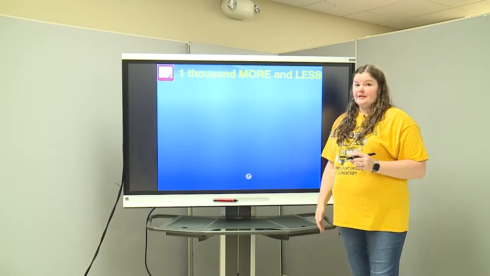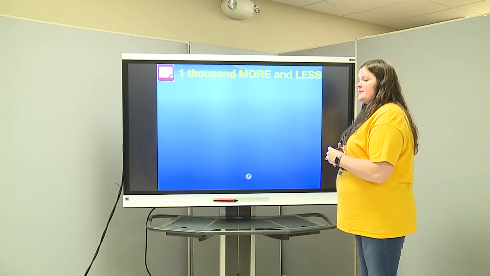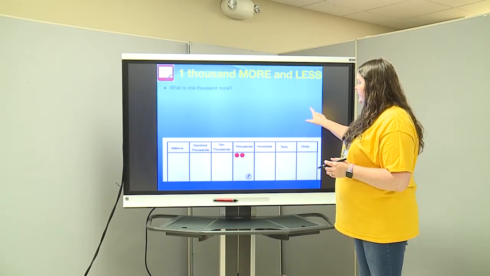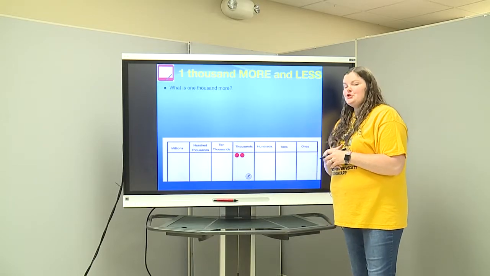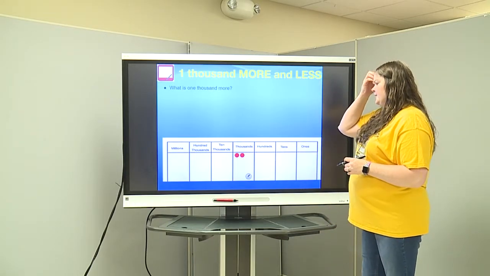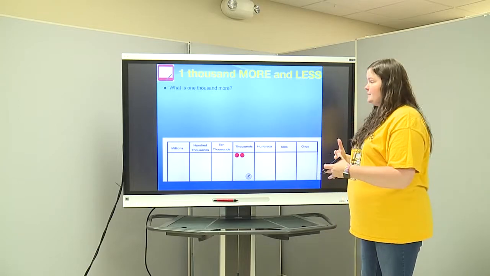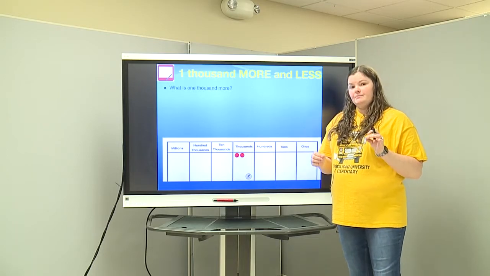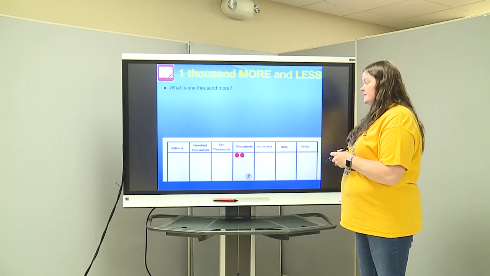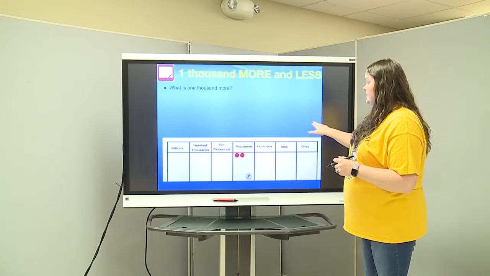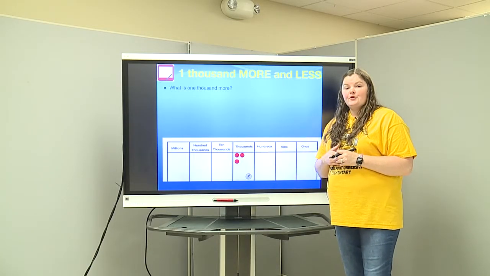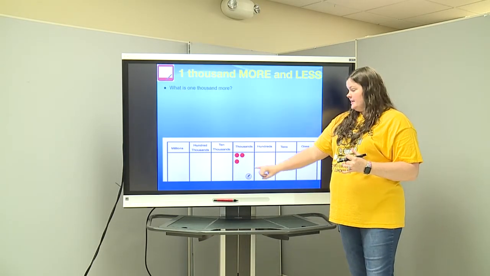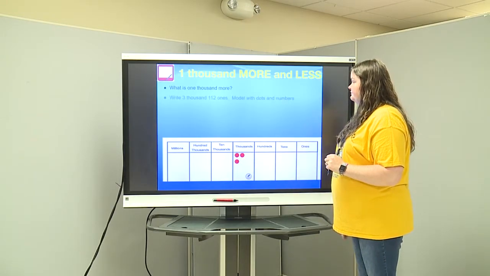Okay, let's go ahead and get started with our actual skill of today. This is 1,000 more and less. What we're starting with here is 2 thousands, and I'm using place value discs. It's just a little bit easier to maneuver these place value discs. So the first question says, what is 1,000 more? If I already have 2,000s and I add 1,000 more, I'm going to have 3 thousands. So 2,000 plus 1,000 gave us 3 thousands.